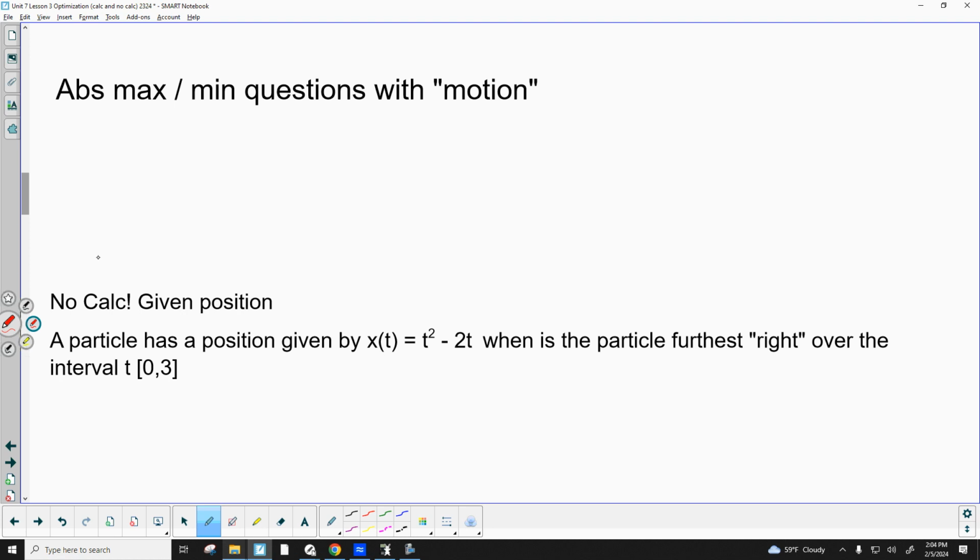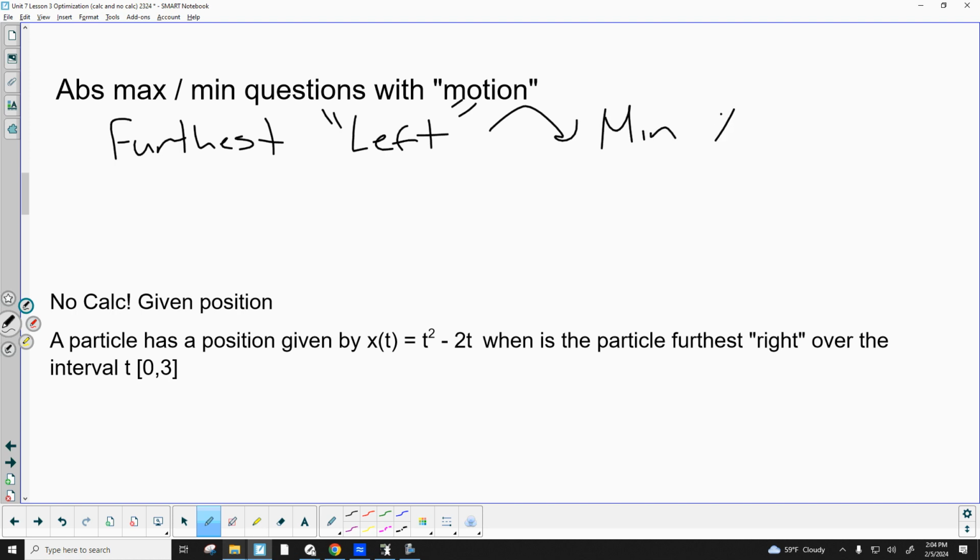Now, the way we're going to be asked about absolute maxes and mins with motion is the following. When is your object furthest left? They're going to ask this question in this way, furthest left. You will immediately translate that question, furthest left, to, oh, I want to find a min of my position, a min of my original equation of my f.